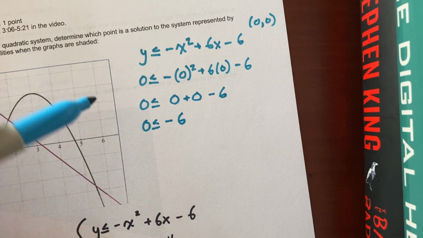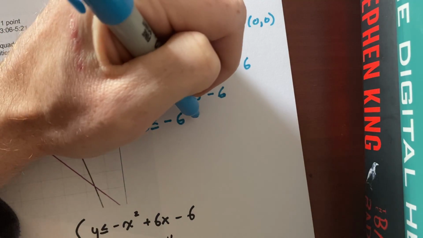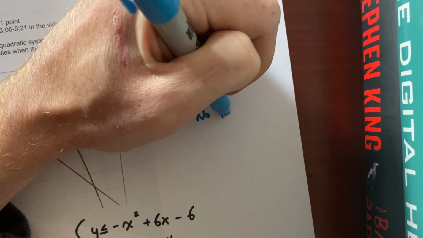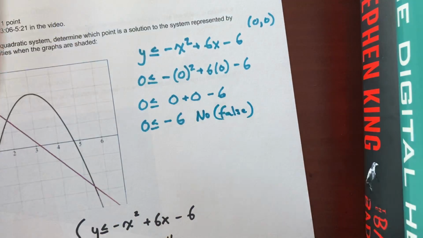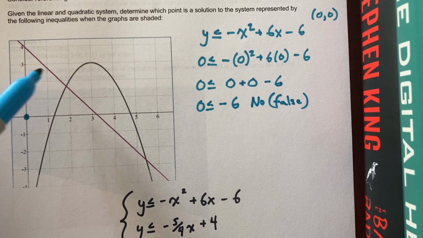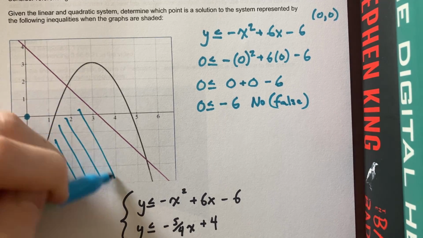So our question is, is 0 less than or equal to -6? That answer is no, right? 0 is greater than -6, so it's a false statement, which means we shade away from the point. What that means is, instead of shading everything over top of the point on the outside of my parabola, I'm going to shade on the inside of my parabola, away from the point.